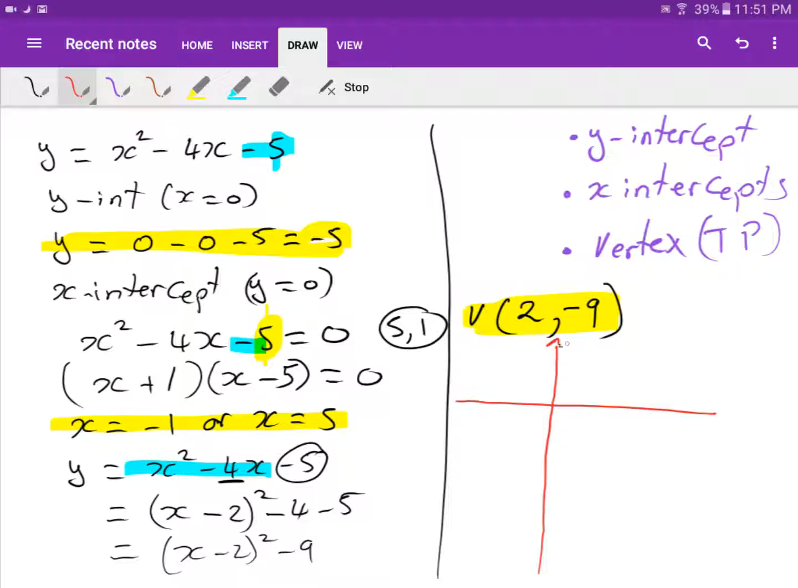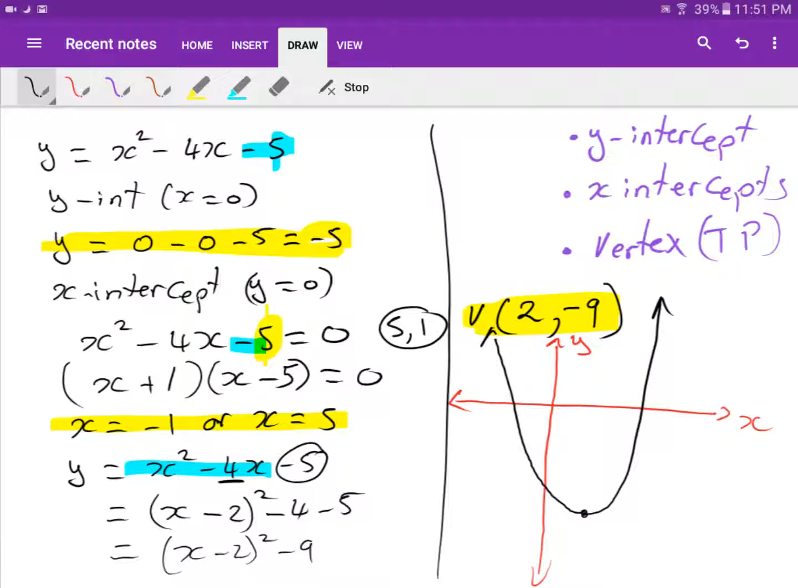This is y, this is x, like that. Then I just plot the points. So (2, -9) is roughly down here. Then all I do is sketch roughly in here, and then just go.